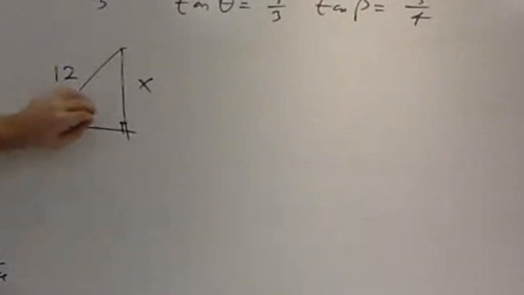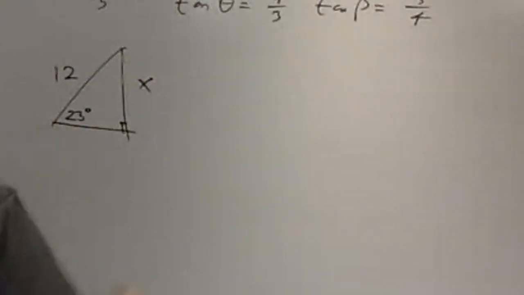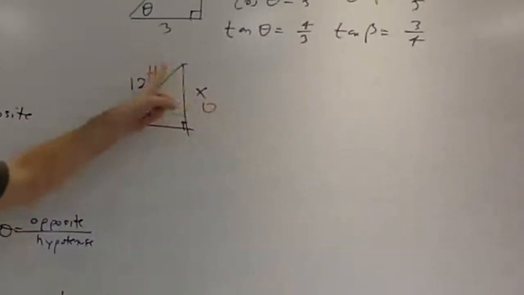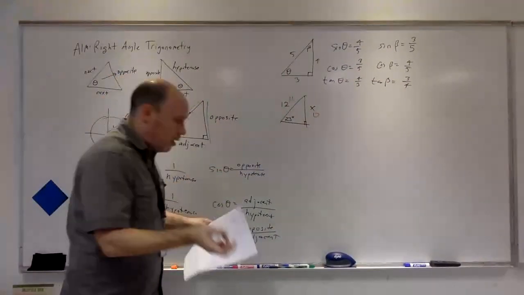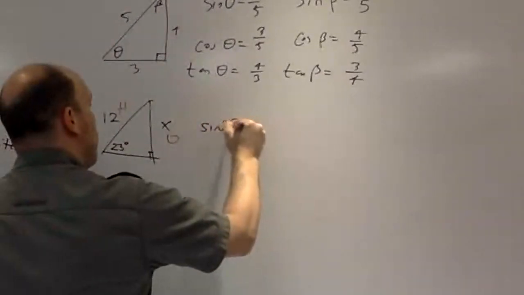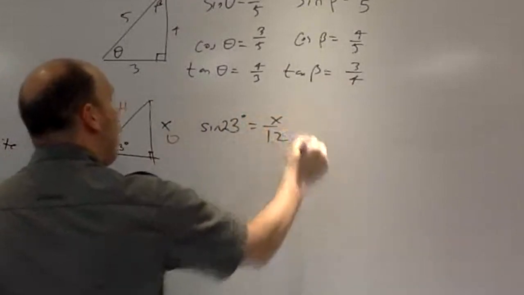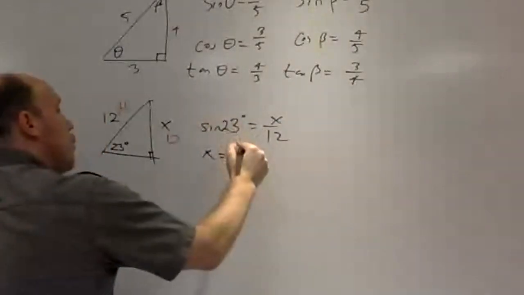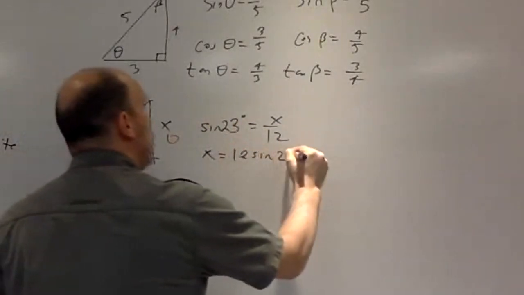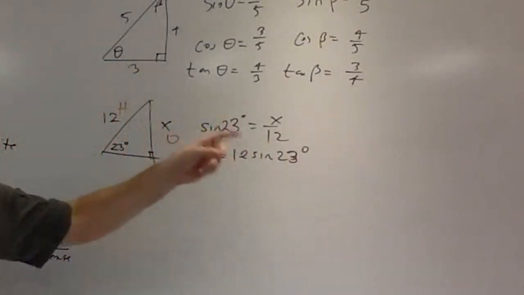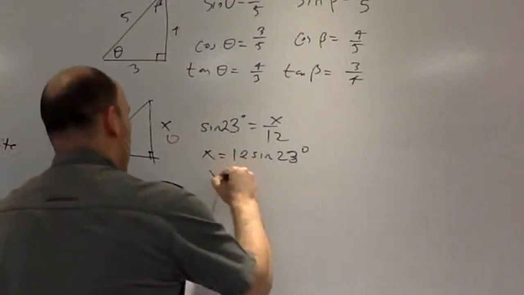And so you say, okay, once again, if it's 23 degrees, I need a calculator. So you say, if I'm standing at 23 degrees, x is opposite, and 12 is the hypotenuse. Well, opposite over hypotenuse, I would use the sine ratio. So you'd write sine of 23 is equal to x over 12. How do I undo division? So multiplication, so x equals 12 sine 23. Please make sure you're in degrees. Answer 4.69.